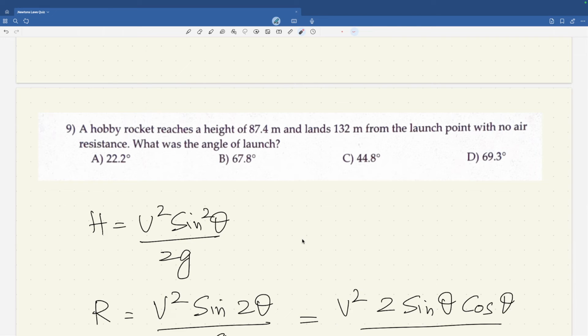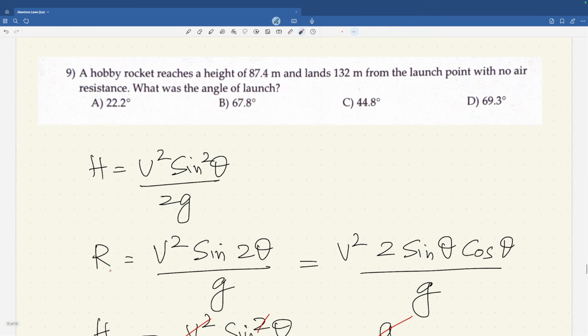Now, for ground to ground, so when something starts from the ground and ends up on the ground, we have some ready-made formulas that we can use. For maximum height, here is the formula: V squared sine squared theta by 2g. For range, now range is the maximum x distance. This is the formula. Since these two are given, I'm just going to use those two formulas.